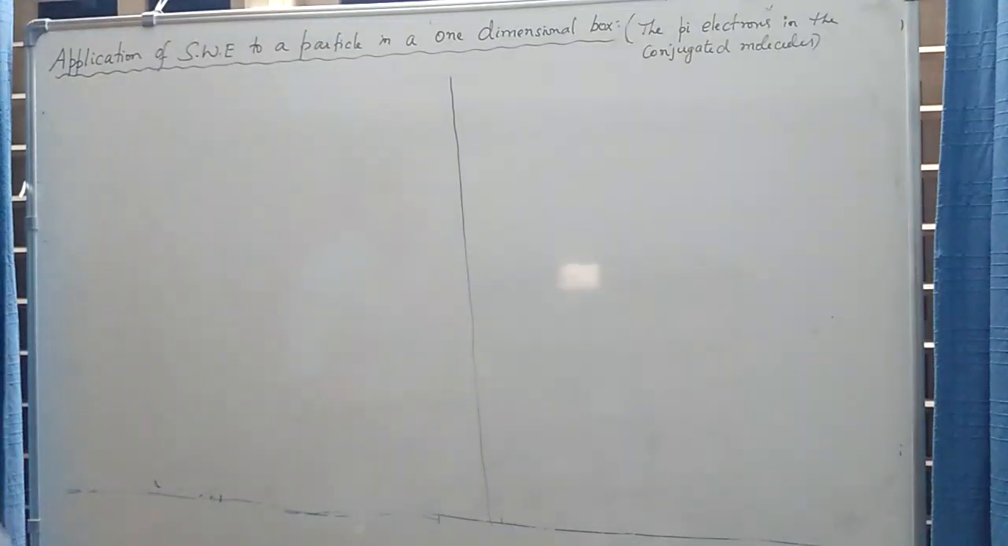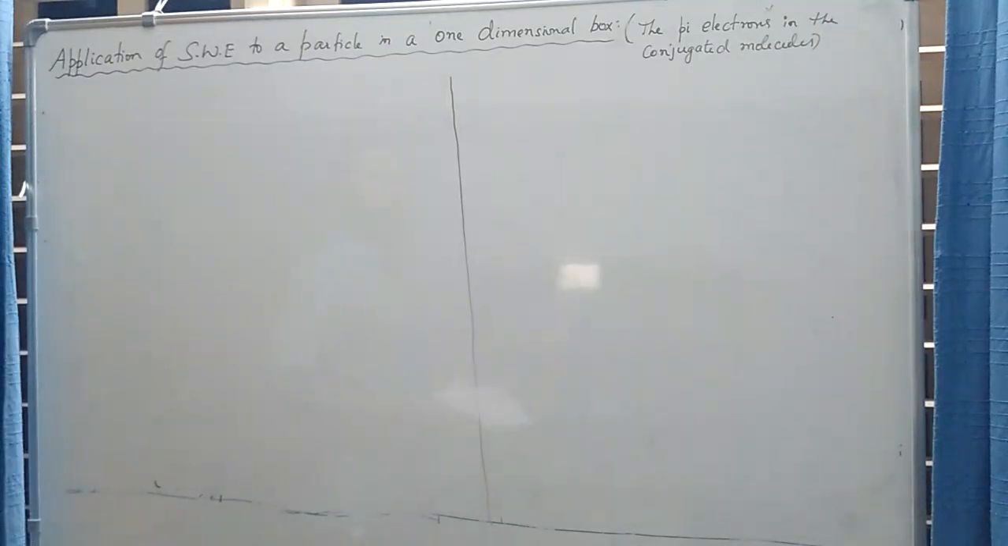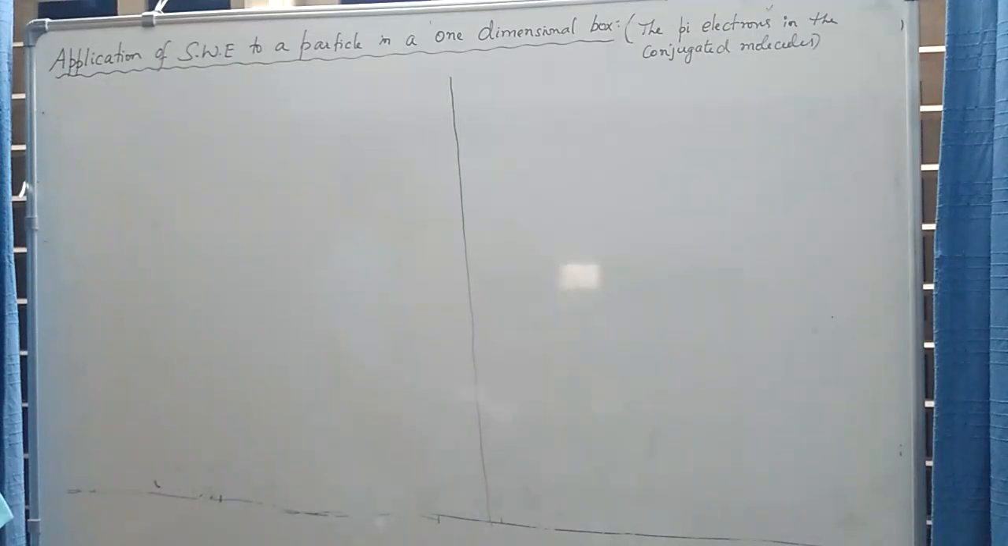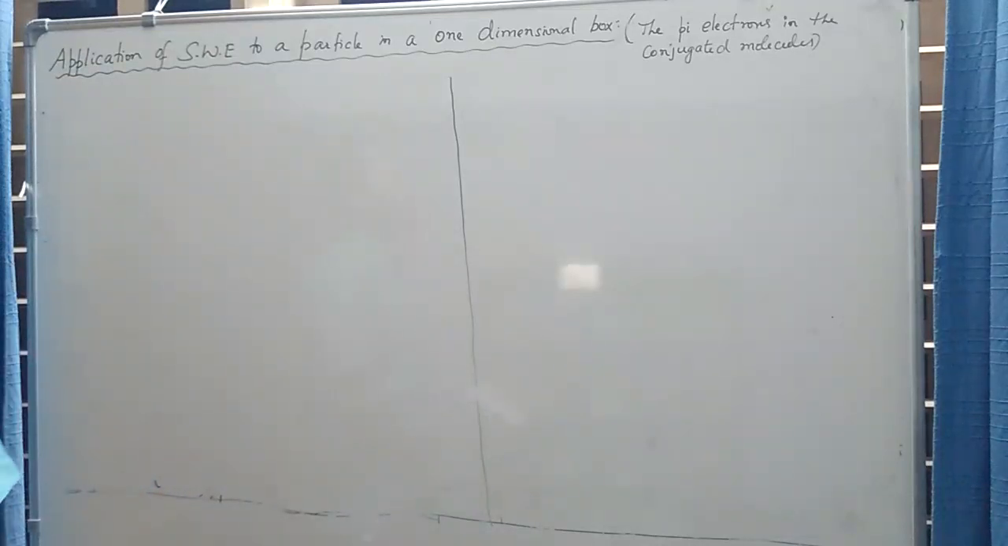Students, in this video, we will discuss the application of the Schrodinger wave equation to a particle trapped in a one-dimensional box. Remember, in the last class, we derived the Schrodinger wave equation for a particle, and also attempted to understand the physical meaning of the wave function psi and the square of the wave function, psi square.